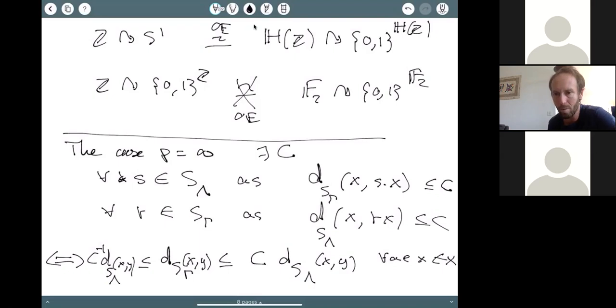And if they are in the same orbit, then by the previous inequalities, and using the definition of the word metric, what you will have is that the distance will be essentially the same. They will be equivalent. So in particular, of course, this has a very strong consequence on the groups, because what you are writing here is that the groups are actually bi-Lipschitz equivalent. So they are even more than quasi-isometric, if you want. They are bi-Lipschitz, so they must have the same geometry.